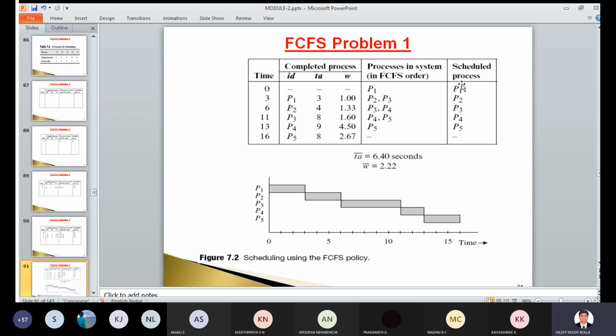That's all. And based on the table, P1 is going to take 3 milliseconds. Then P2 is going to take from 3 up to 6. Then P3 is going to take from 6 up to 11, which means it is going to take 5. Then P4 is going to take 11 plus 2, 13. So till 13 it will take. And P5, 13 plus 3, 16 is going to take.